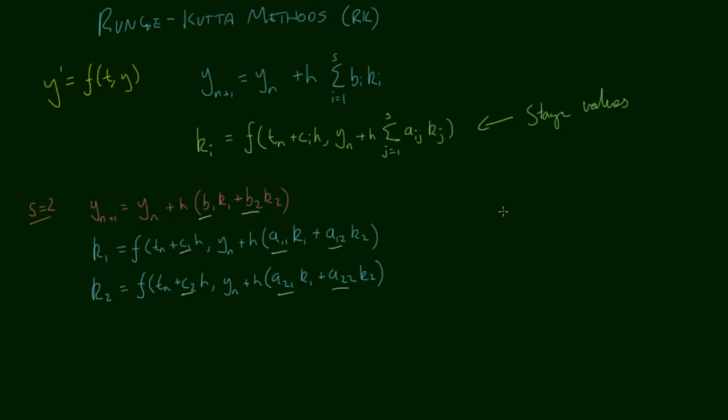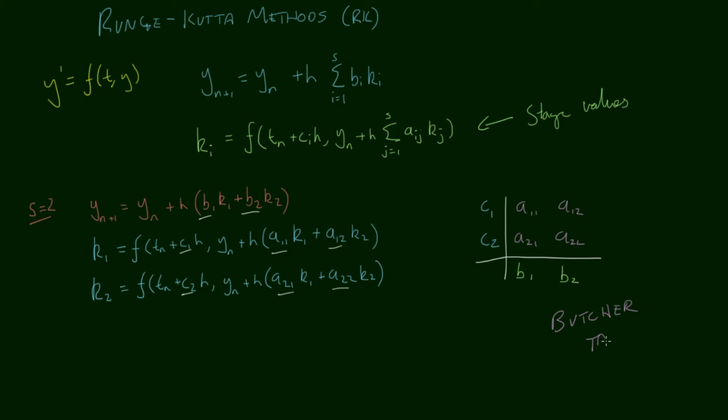It's quite common to write down a Runge-Kutta method in the form of a table. We have this table with 4 regions. In the bottom right region I'm going to put the b values. Here we've got 2 stages, so I've got 2 b values. In the top left region I'm going to put our c values, and in the top right region I'm going to write down the a values. This is what's known as a Butcher tableau, after the mathematician John Butcher.